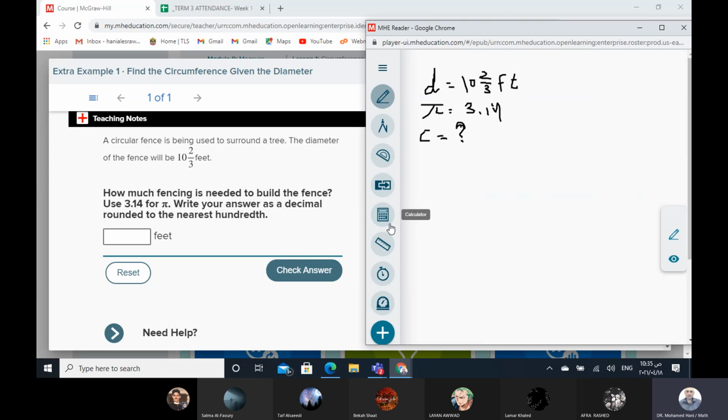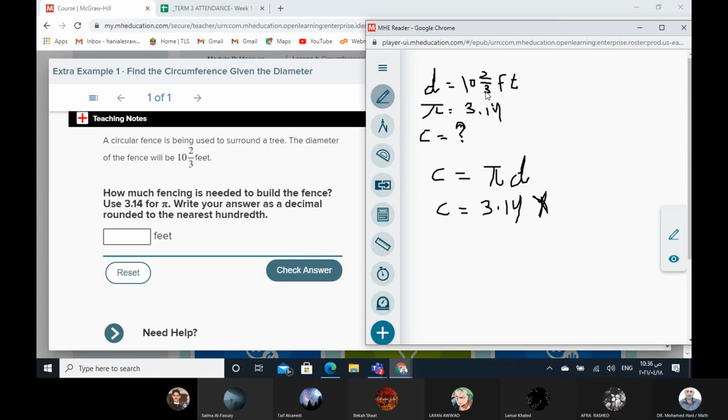Okay, listen to me. We have the diameter, 10 2/3 feet, and we know the value of pi, 3.14, and we want to find the circumference. So the first step is to write the formula. C equals pi times d. So C equals 3.14 times the diameter, 10 2/3. This is a mixed number. Try to write it as a fraction.